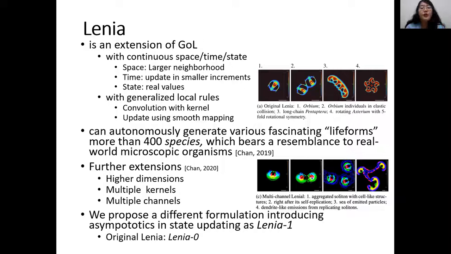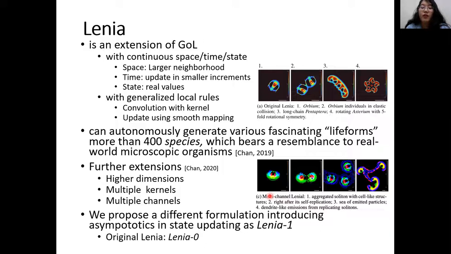But Chan has shown that Lenia can autonomously generate various fascinating life forms. It bears a resemblance to real world microscopic organisms. Its extensions include higher dimensions and multiple kernels and multiple channels. And this figure shows the example of multi-channel Lenia.